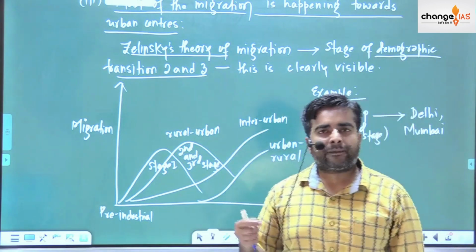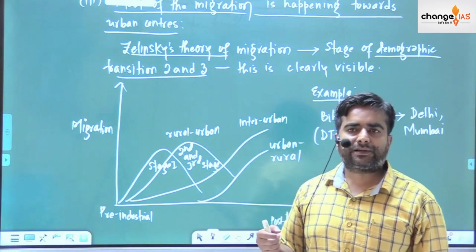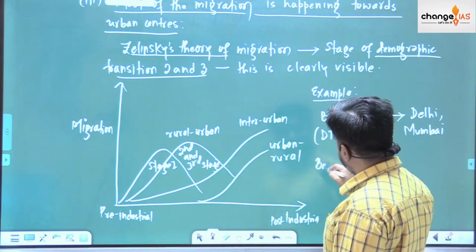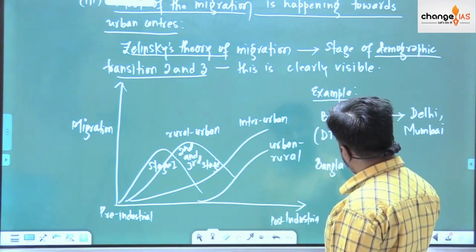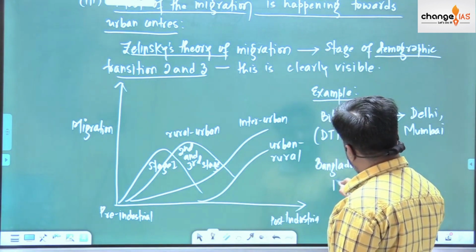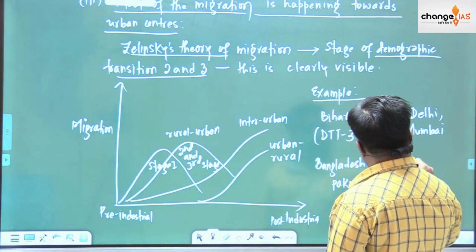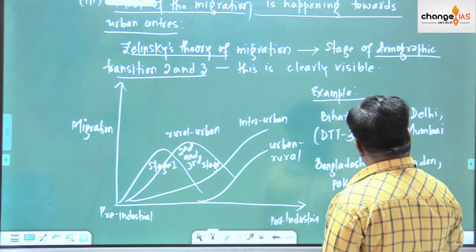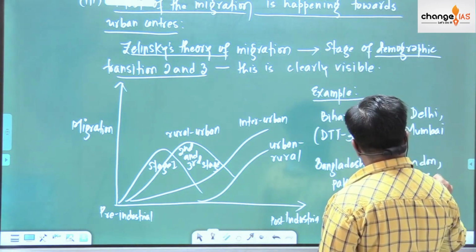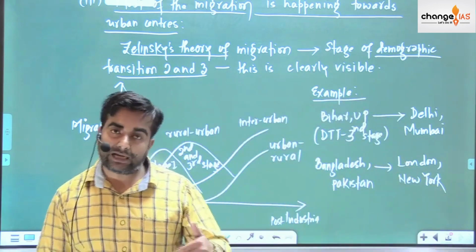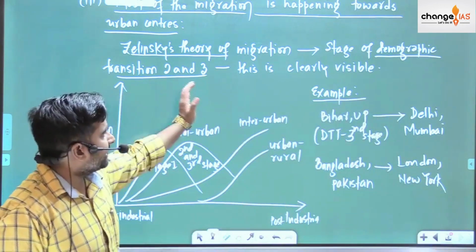People from Bangladesh, Pakistan, they aspire to go to US, okay, to London for education, they want to go to New York, okay. So this is not something which is limited only to India. So the trend is visible, ठीक है, ये trend है.